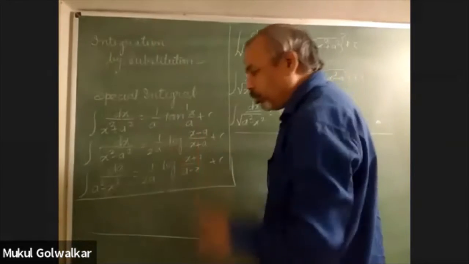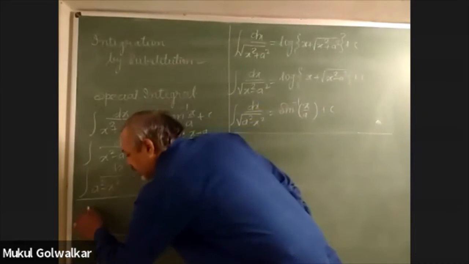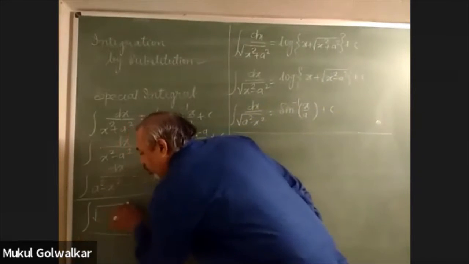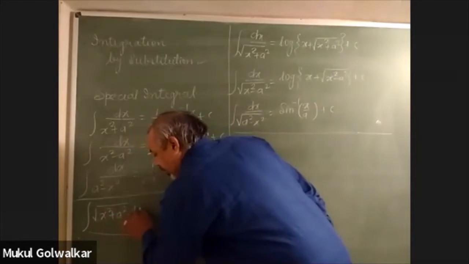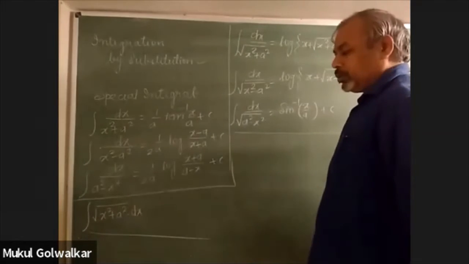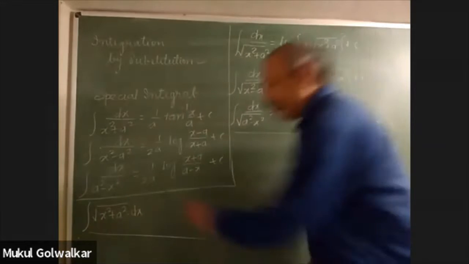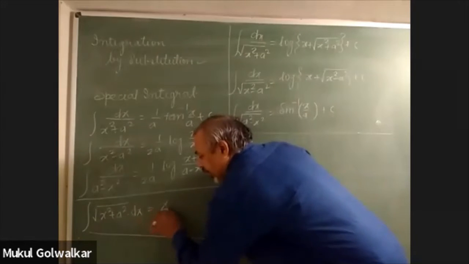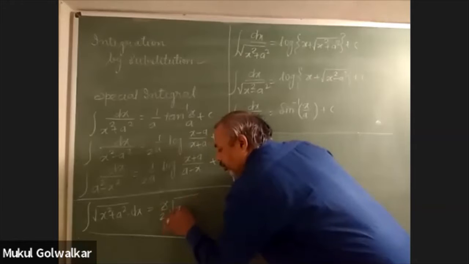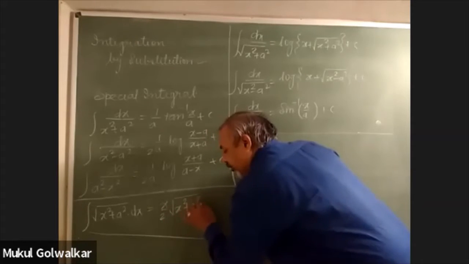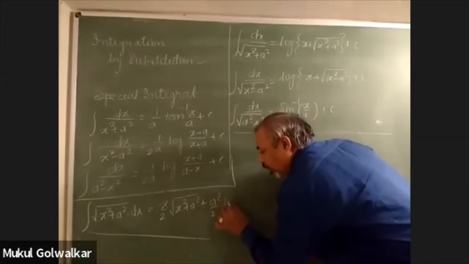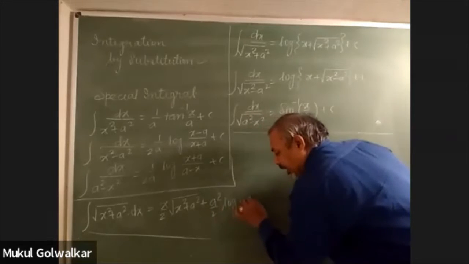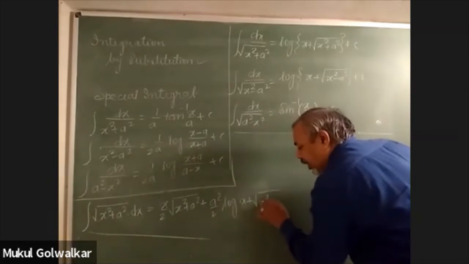So the next formula I am going to write down is integration of under root of x square plus a square into dx. Okay. So when I write down this formula, the answer will be x by 2 into under root of x square plus a square plus a square by 2 into log of x plus under root of x square plus a square.